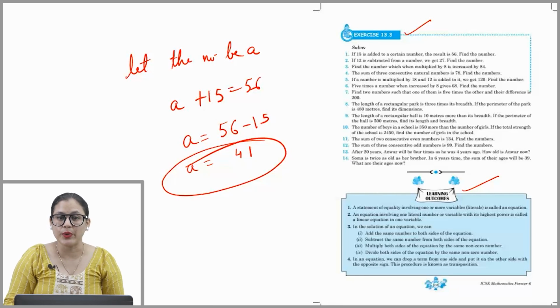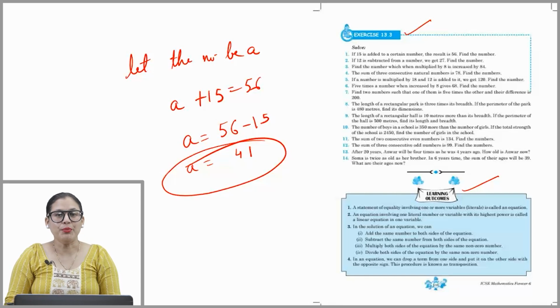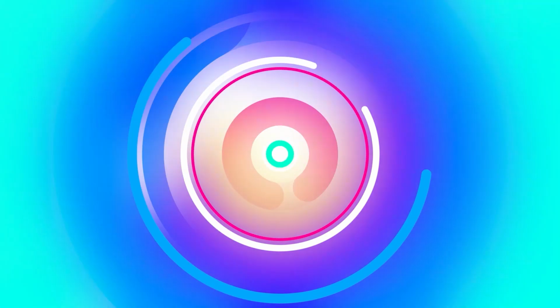And 4, in an equation we can drop a term from one side and put it on the other side with the opposite sign. This procedure is known as transposition. Students, I hope you have understood this chapter. Now you will do the remaining exercise.